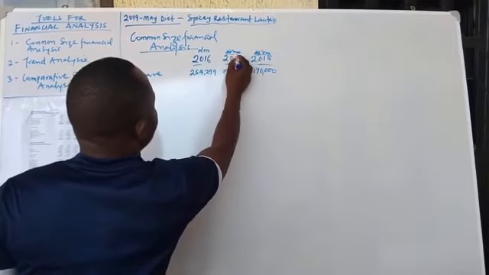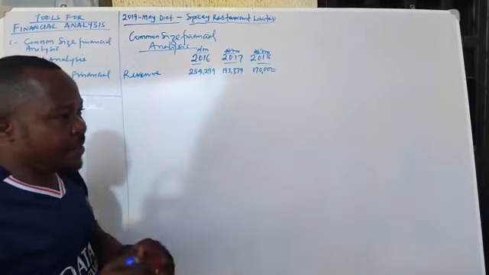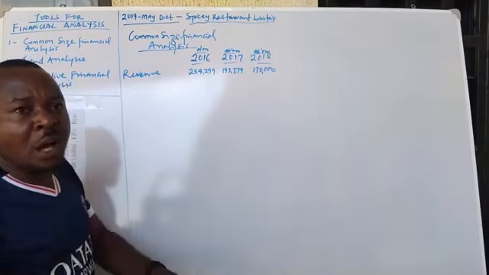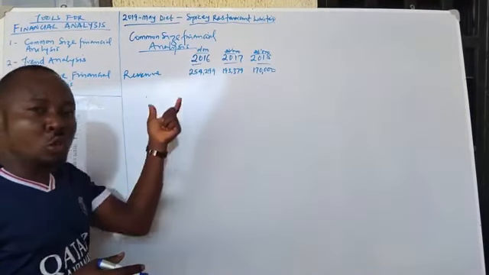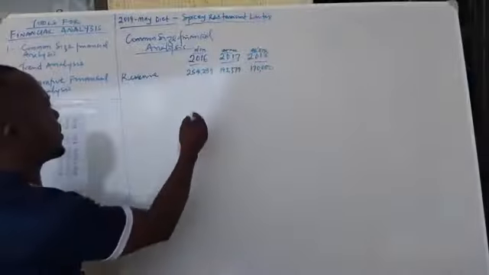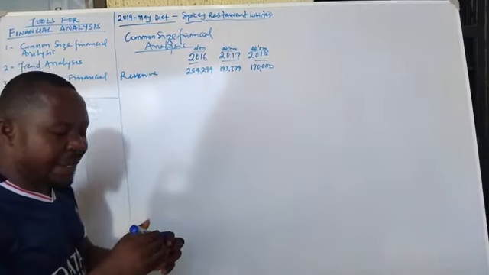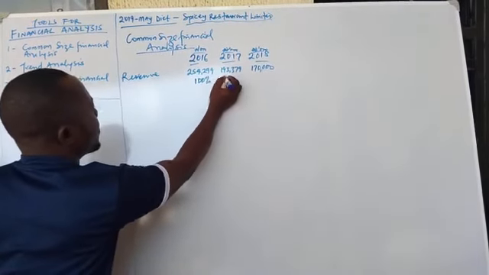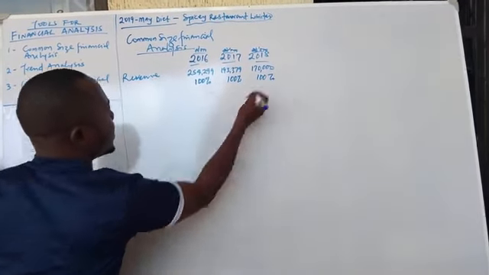Now, common size is saying that all items under the income statement must be prorated using the revenue as the denominator. That is, revenue is taken as the denominator, and you base all items in the income statement on the total value of revenue. That is, this is taken as 100%, this is taken as 100%, and this is taken as 100%.